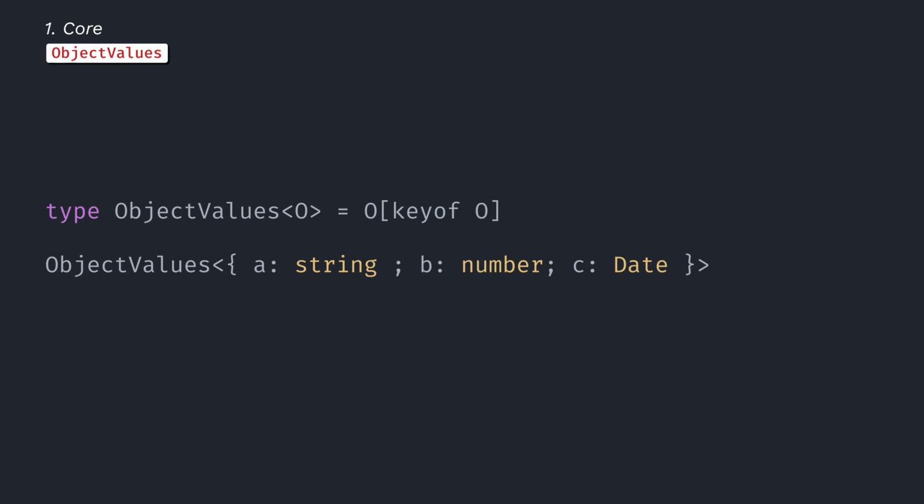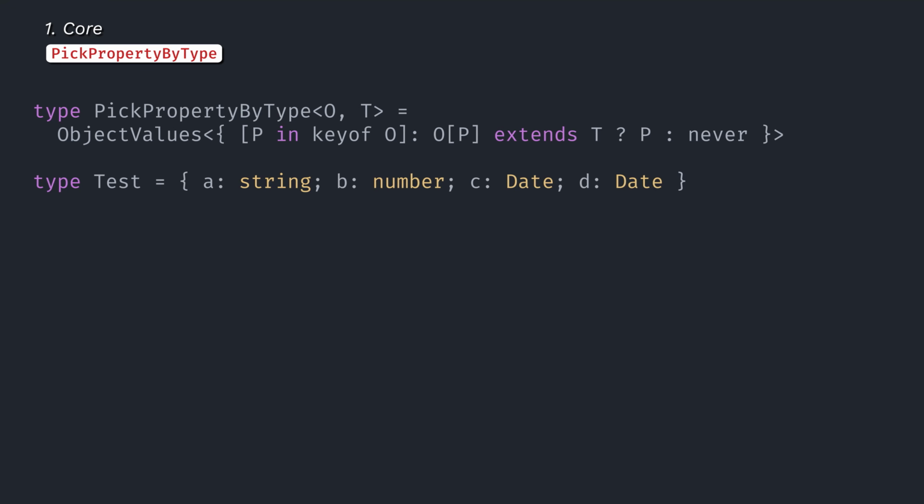Then we have object values, which returns a union type of the types of all the properties in an object. So, if your object has 3 properties, being them a string, a number, and a date, object values will give you the string or number or date type. I can't tell you how useful that is.